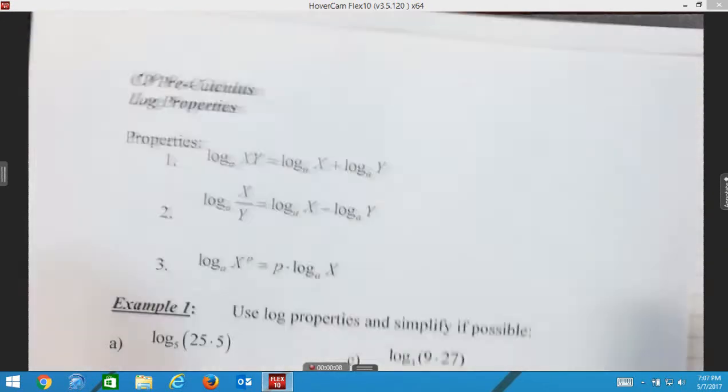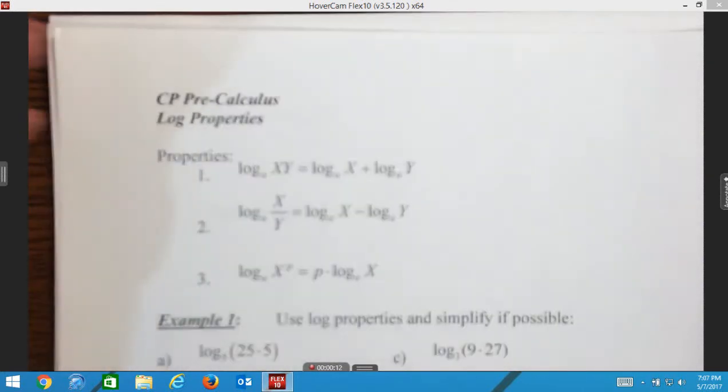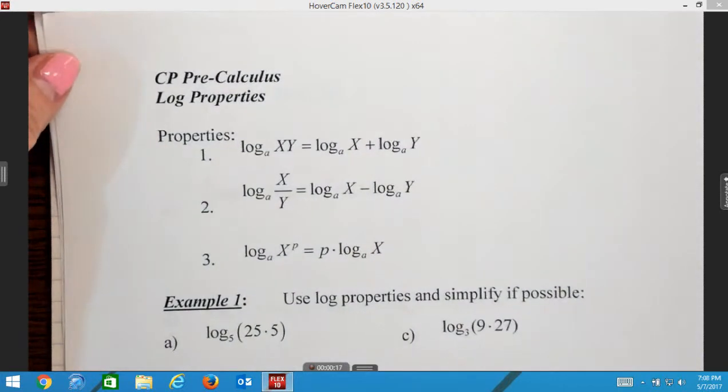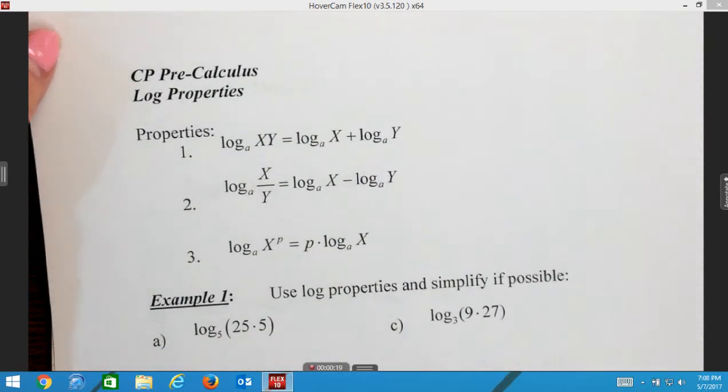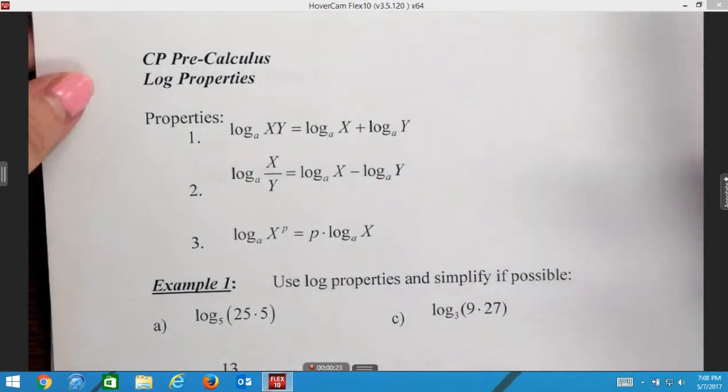All right, we are going to do the log properties notes. They look like this. Remember, you can skip ahead, fast forward if you need to at any point, and I'm also posting the filled in notes. So if you just watch the video far enough to understand the properties, you should be able to pick up everything else.